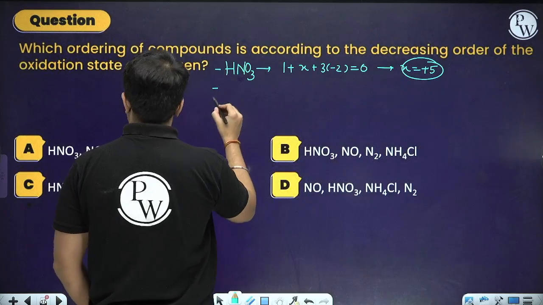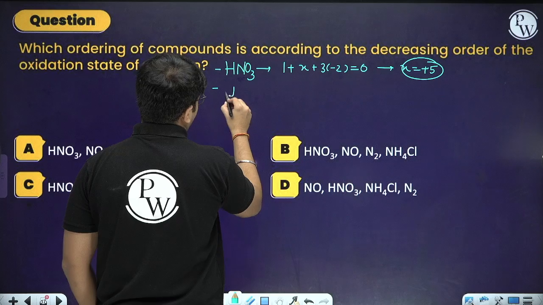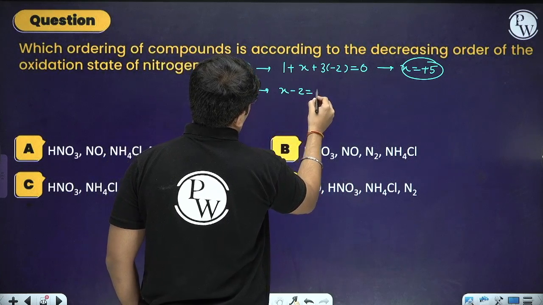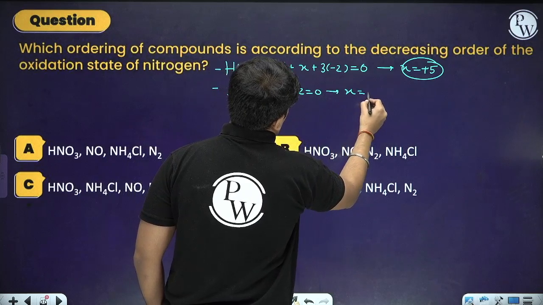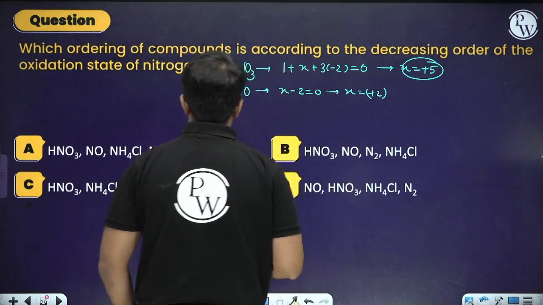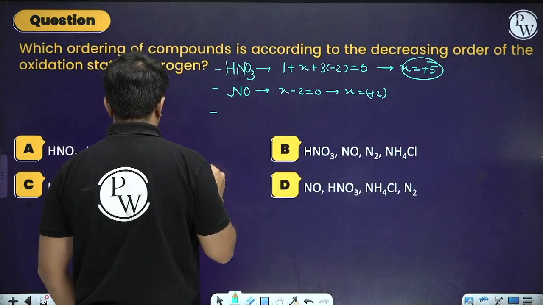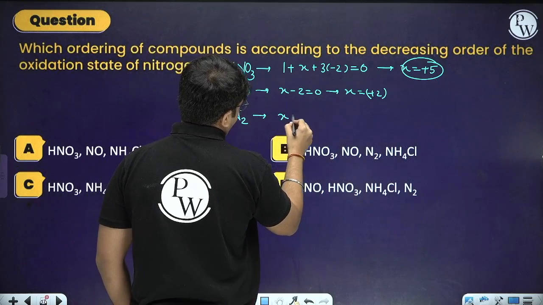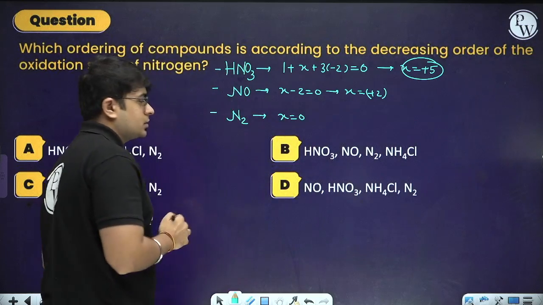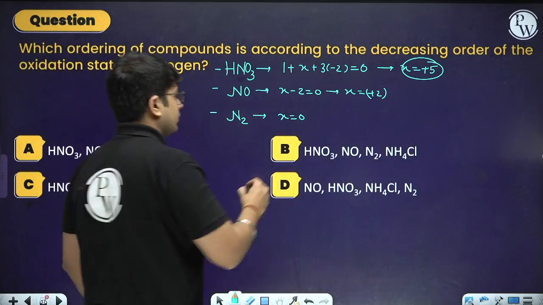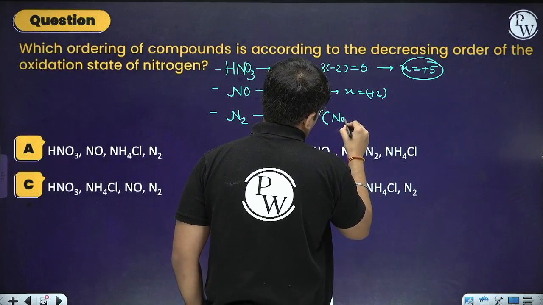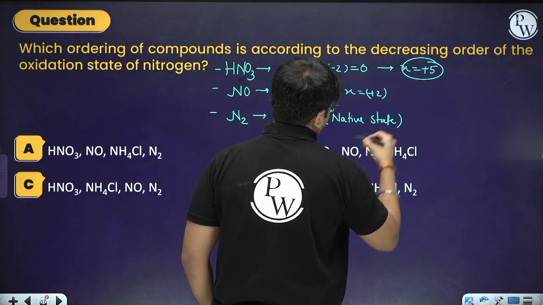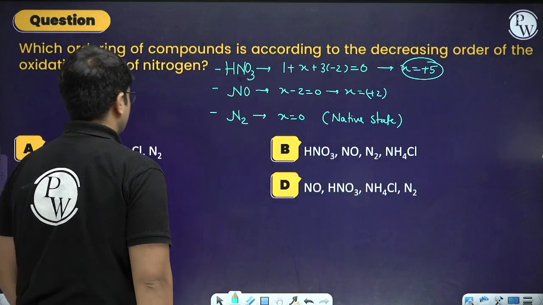Next compound is NO. In case of NO, X - 2 will be equal to 0, so X will be +2. Then we have N2, so X will be 0 in this particular case. Native state. N2 is native state. And last part is NH4Cl.